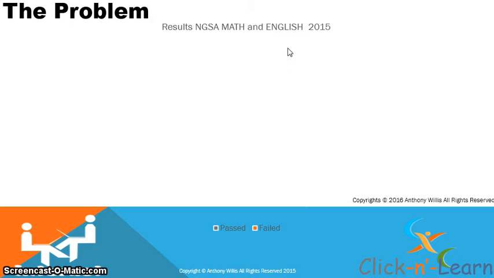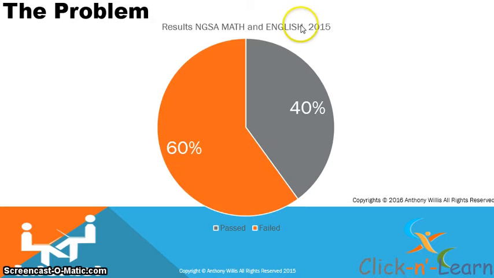English and Maths, 2015, about the same, 40% passed, 60% failed. The source of this information: the published reports of the Ministry of Education. In the next video, we'll continue looking at the problems in the education sector.